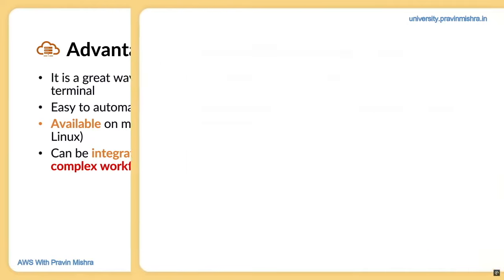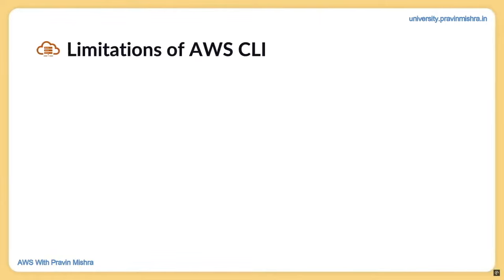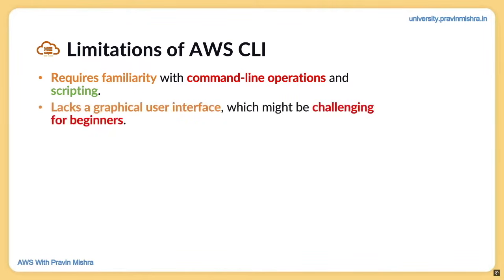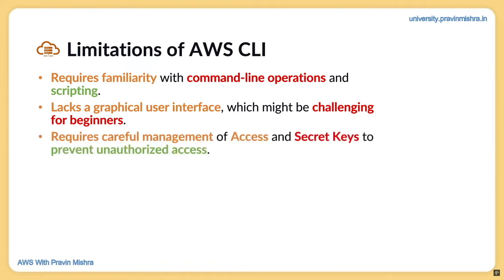Now let's look at some limitations of AWS CLI. AWS CLI requires a little bit of familiarity with command line operation and scripting. So if you are new to AWS, it could be a little bit challenging for you, but it's not that hard. It has a lack of graphical user interface, which might be challenging for beginners. And last, it requires careful management of access and secret keys to prevent unauthorized access, which we have already discussed in the security section.